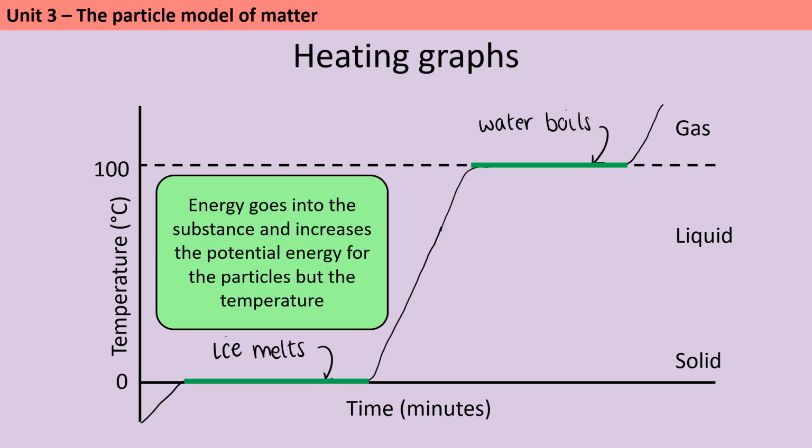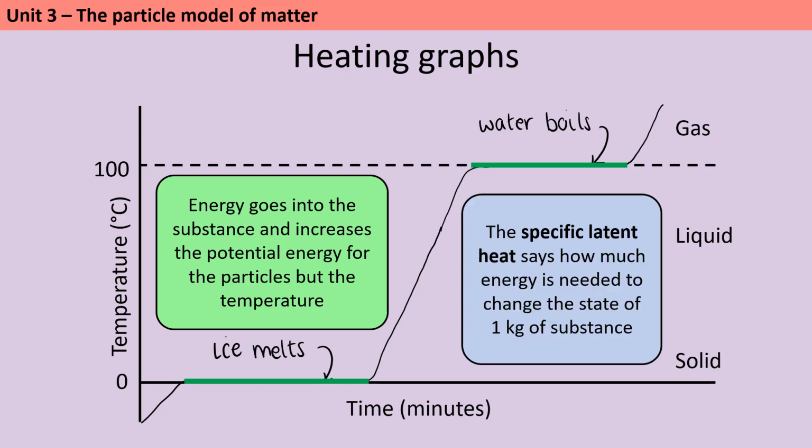Then the green bits of my graph are where the state changes are happening. Here, instead of that energy increasing the kinetic energy of the particles, it's increasing the potential energy of the particles. And so that's where my state change happens. And if I want to know how much energy that's going to take, then I need to know about specific latent heat, which tells me how much energy is needed to change the state of 1 kilogram of a substance.